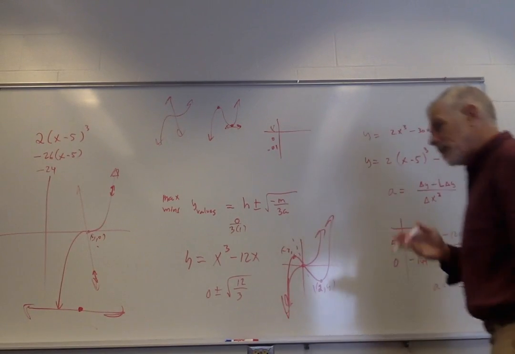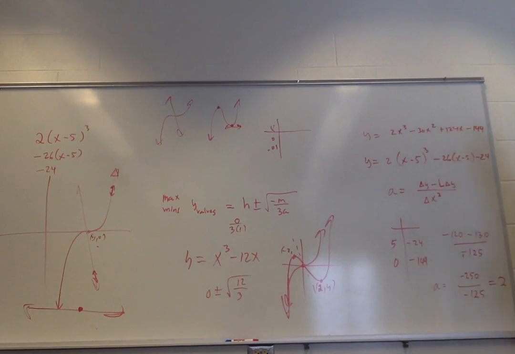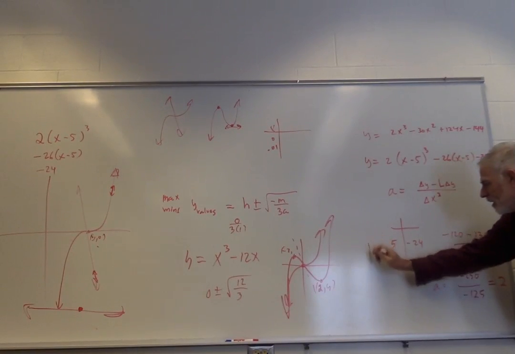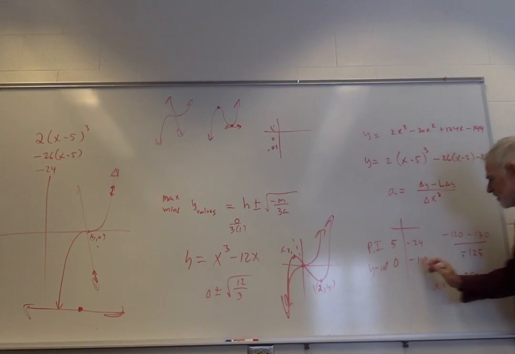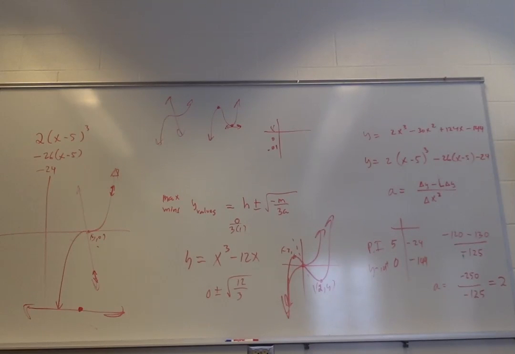But at the beginning of the video, I did mention that the a term of a cubic really comes from the change in y minus the linear change in y over x cubed. So I thought I'd do that with the y-intercept. This is the point of inflection. This is the y-intercept, 0, negative 144. And so let's talk about our change, our change from negative 24 to negative 144 is minus 120.